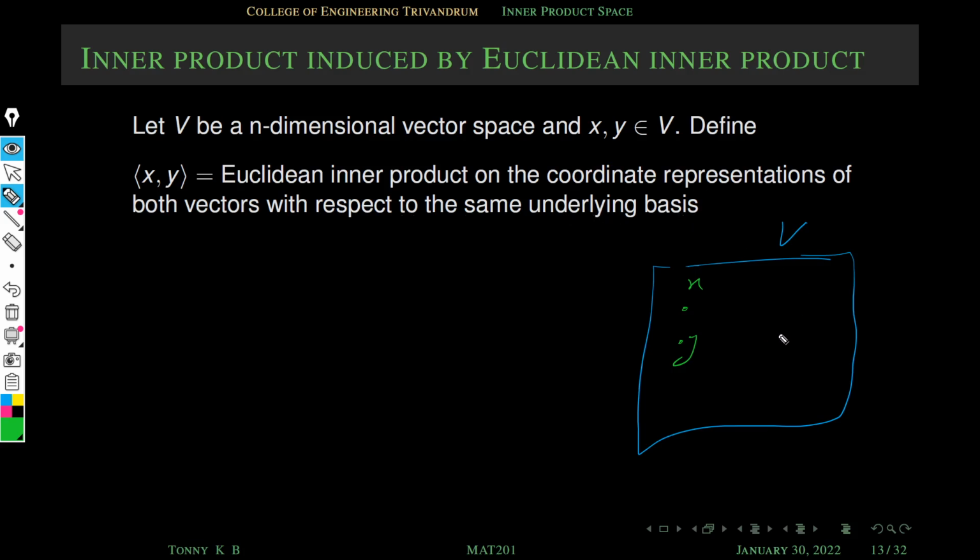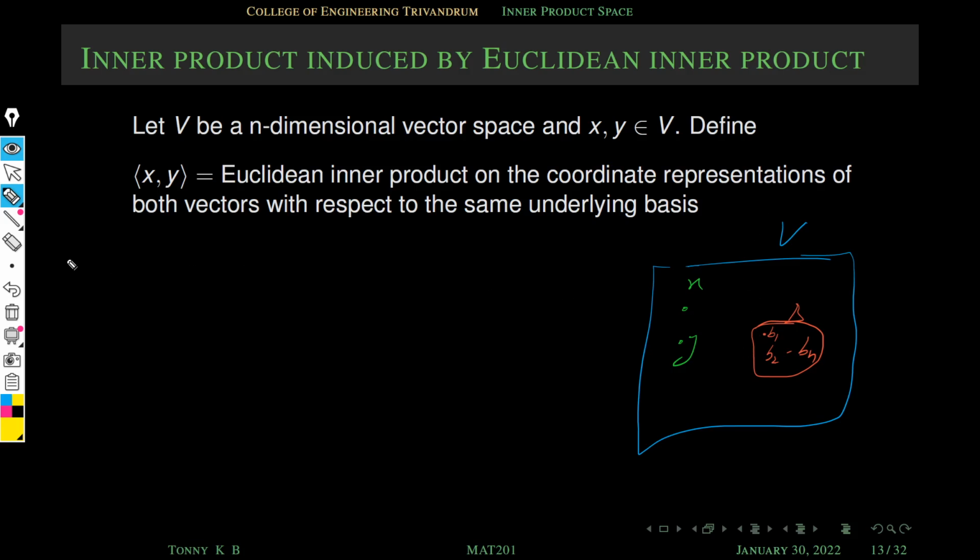That means we consider a basis for V. We consider a basis B for this V. Let B be b1, b2, etc., bn. We consider n vectors. Okay, we assume that V is an n-dimensional vector space, so this basis contains n vectors. Let it be b1, b2, etc., bn. Then this inner product is defined by the Euclidean inner product on the coordinate representations.